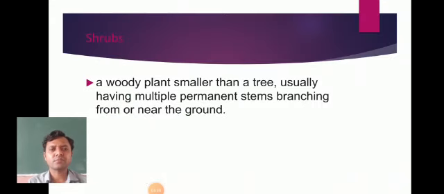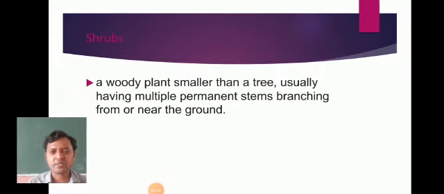Moving on, the second type of plant is shrubs. Let us see the definition of shrubs. Shrubs are woody plants smaller than a tree. Obviously, shrubs are smaller than a tree, usually having multiple permanent stems branching from or near the ground. Usually shrubs have woody stems, multiple permanent stems branching from or near the ground.